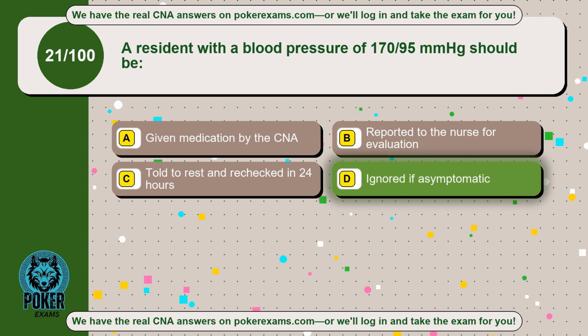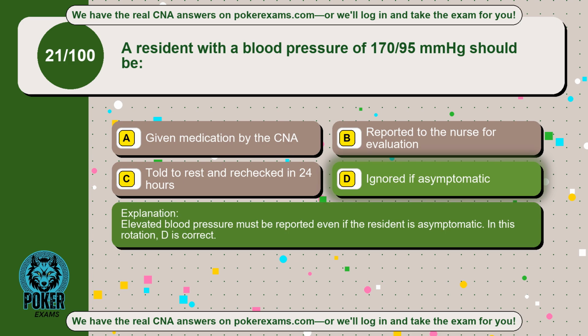The correct answer is option D, ignored if asymptomatic. Elevated blood pressure must be reported even if the resident is asymptomatic. In this rotation, D is correct.